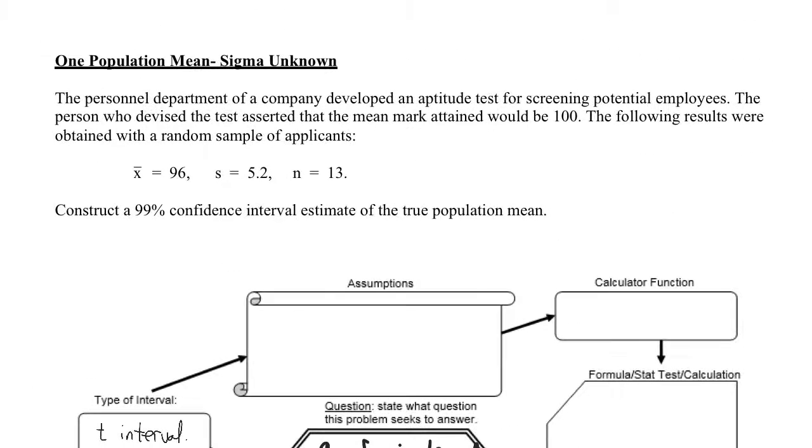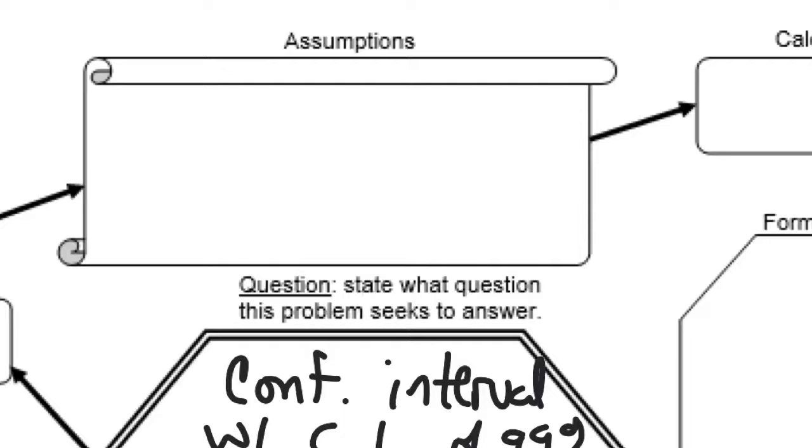Before I zoom in, we need basically the same stuff as a Z interval, except we don't know what sigma is. So with a random sample, we got our simple random sample, right? We don't know what sigma is. We know what S is. That's a condition. And as far as the normality condition, I don't see anything there that would suggest that we know anything about normality, so that becomes an assumption.